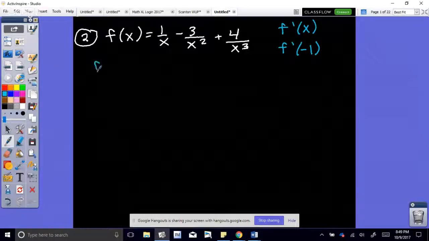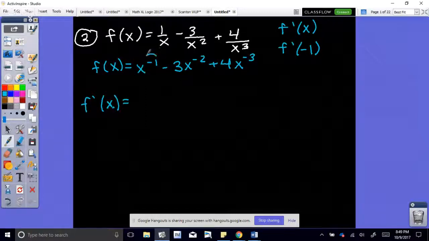Okay, so I want to start by reminding you that this is actually just a power rule problem if you rewrite the function. So 1 over x can be rewritten as x to the -1. -3 over x squared is the same as -3x to the -2nd. Plus 4 over x to the third is the same as 4x to the -3rd. So now we can take this derivative.